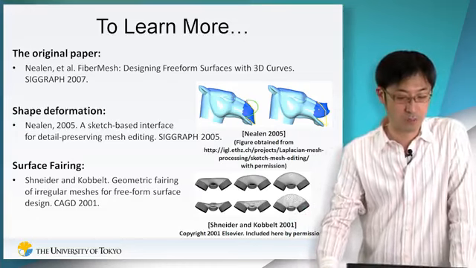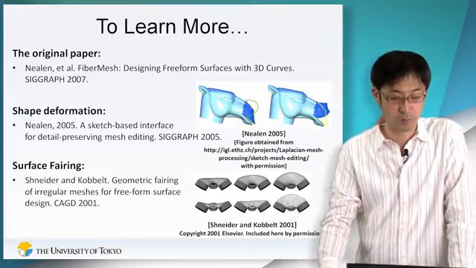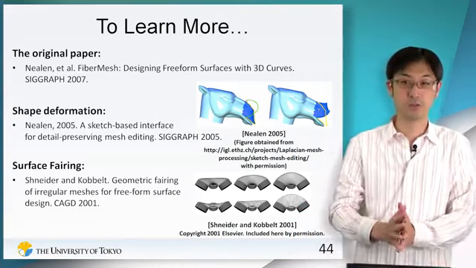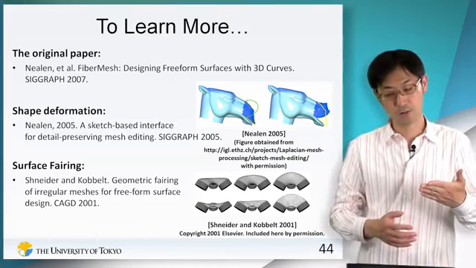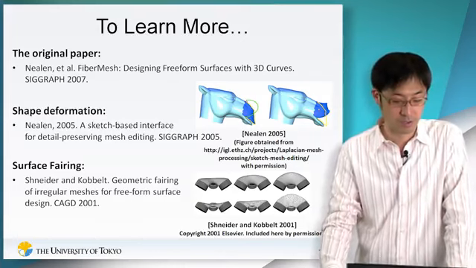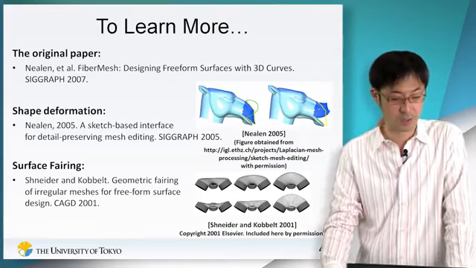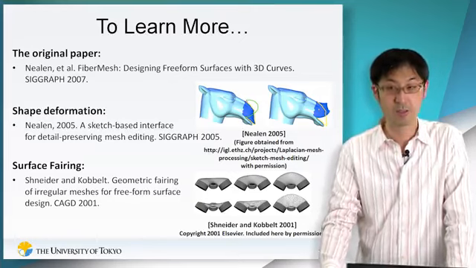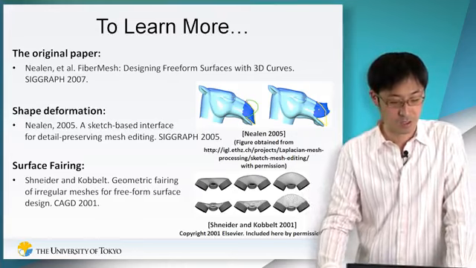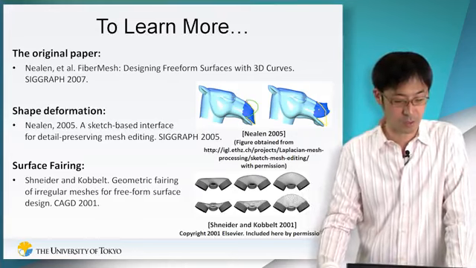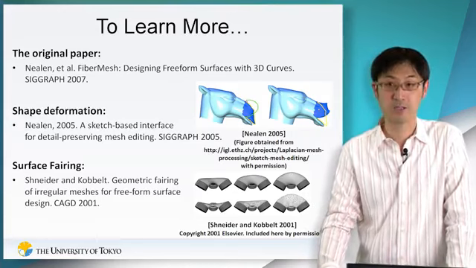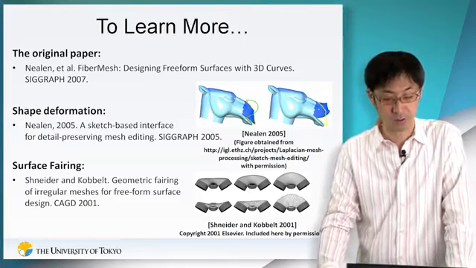So the original paper was called Fiber Mesh: Designing Freeform Surfaces with 3D Curves. A similar technique that gradually changes the shape considering local details was originally presented as Sketch-Based Interface for Detail-Preserving Mesh Editing. Also, our technique is kind of running surface fairing continuously. It was inspired by the work Geometric Fairing of Irregular Meshes for Freeform Surface Design. And we recommend taking a look at these works.